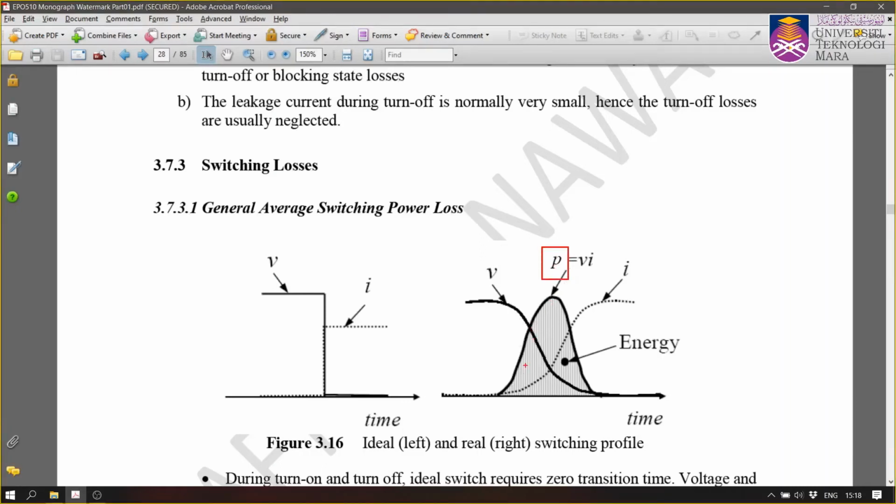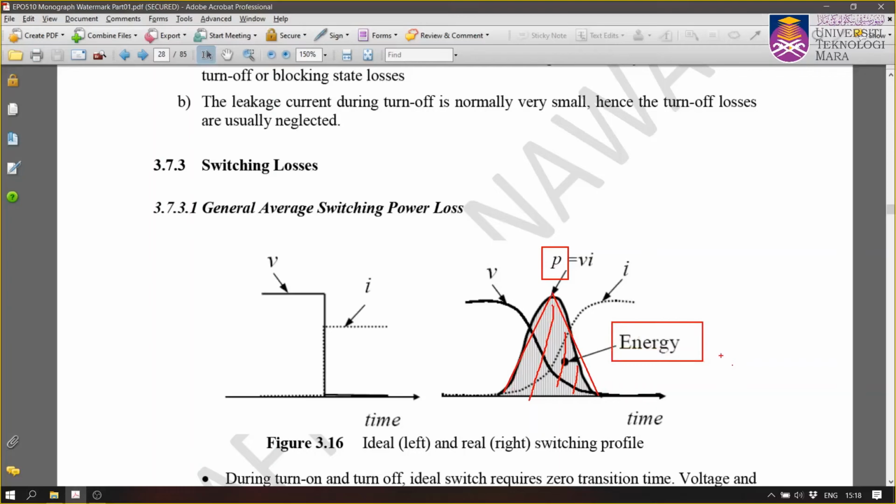That gives you the instantaneous power here. So if you take the area under the curve here, that will give you the energy. If you integrate the instantaneous power waveform here, you will get the energy.